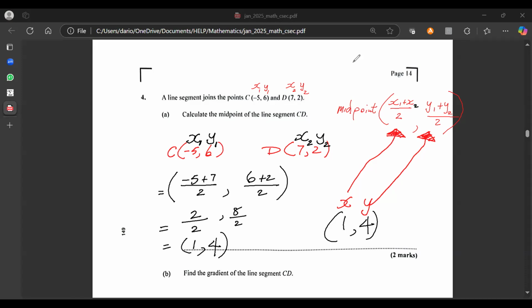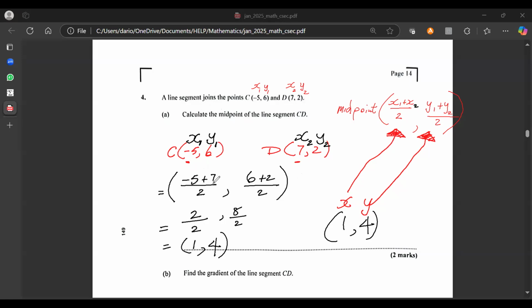Right. So you see, you understand what we did? There are 2 points. There is an X value, so we use X1 plus X2 divided by 2, and there's a Y value, Y1 plus Y2 divided by 2. So I use this first one as my X1, which is negative 5, plus my X2 will be 7. So negative 5 plus 7 divided by 2.